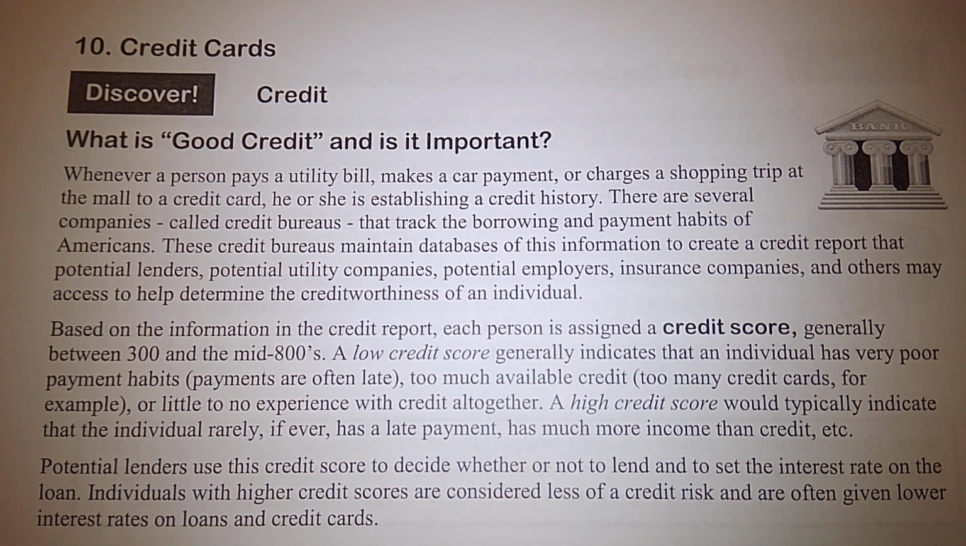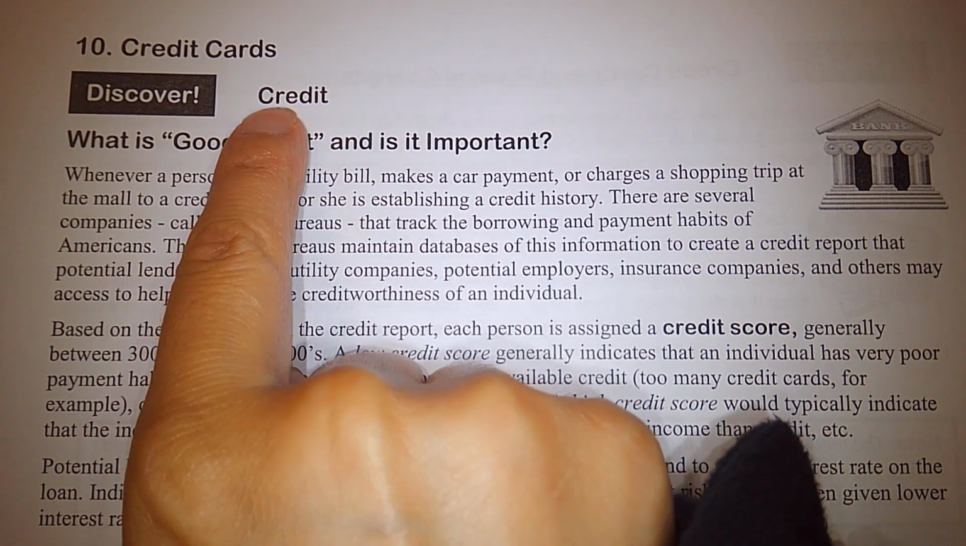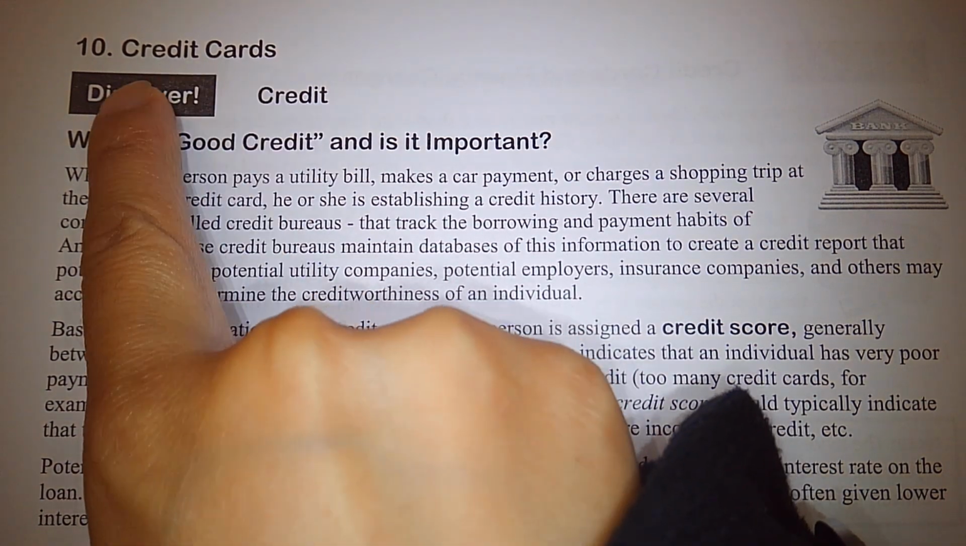Section 10, credit card. This is actually the first section among the three financial sections. Section 10, credit card. Section 11, mortgage loans, and Section 12, 401k retirement plan. So this is the first section from the series of the financial sections. We talk about credit and credit cards in Section 10.